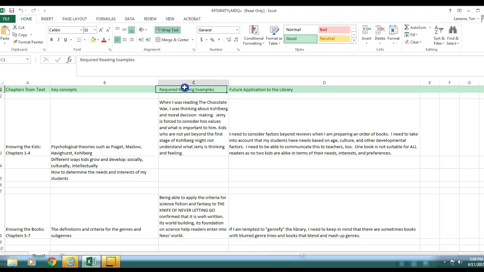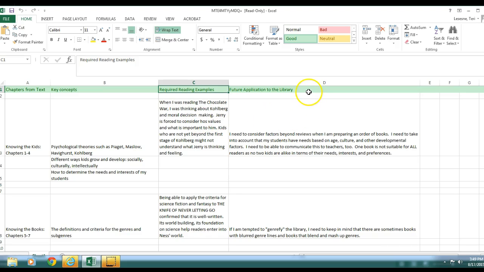The next column says, okay, give me some examples from the books that you're reading for class. So in terms of psychological theories, when I was reading The Chocolate War, I was thinking about Kohlberg and moral decision making. Jerry's forced to consider his values. Notice there's a typo there I need to go in and fix. His values and what is important to him. Kids who are not yet beyond the first stage of Kohlberg might not understand what Jerry is feeling.